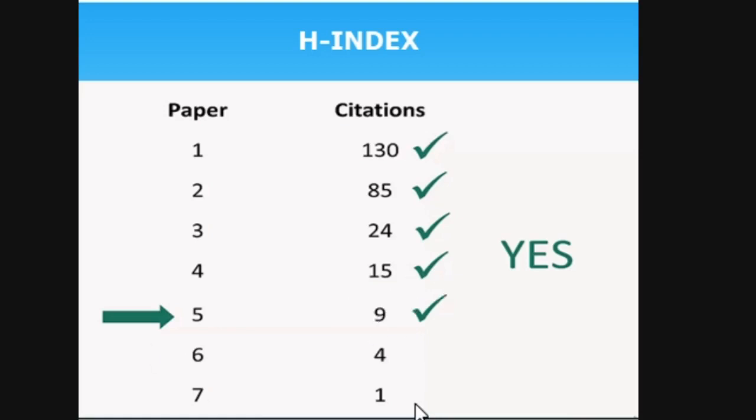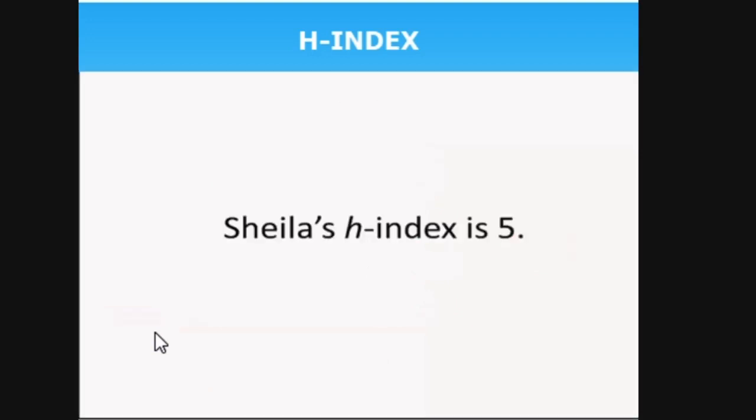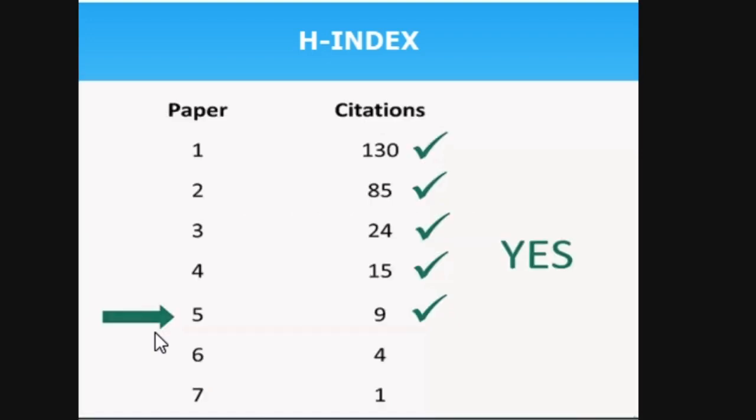So you can leave out the 6th and 7th, because 7 papers do not have more than 7 citations, and 6 papers do not have more than 6 citations. But 5 papers have more than 5 citations. So what is the H index? The H index is 5. I hope you understand this with this specific example.